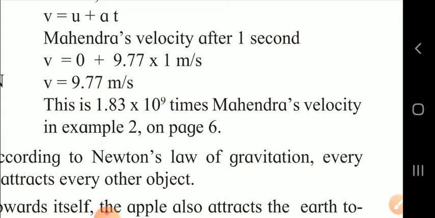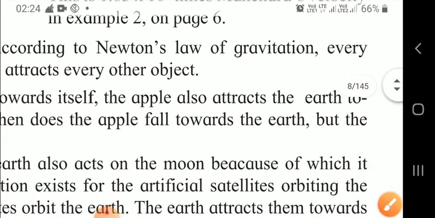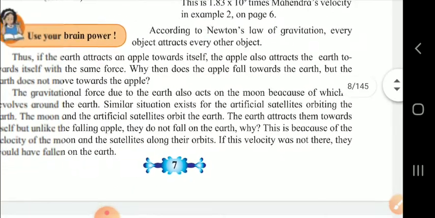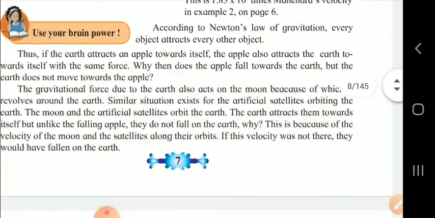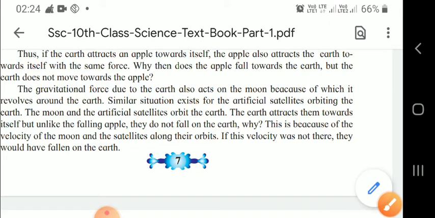This is because of the velocity of the moon and the velocity of the satellite in their orbit. So this point you have to note down, why they are not falling from the orbit. If this velocity was not there, then they would have fallen on the earth.